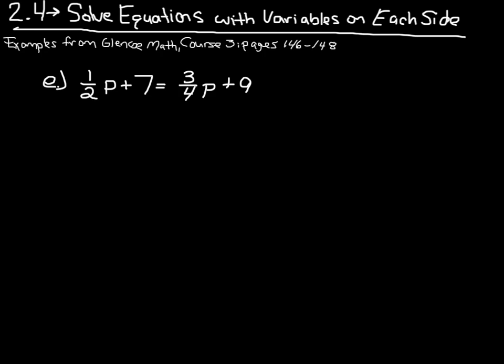Well, the first thing I would do is to get common denominators for the half and the fourth. And that is going to be fourths. So the 1/2 is going to actually be 2/4 P plus 7 equals 3/4 P plus 9. Now, let's subtract the 2/4 P from both sides.